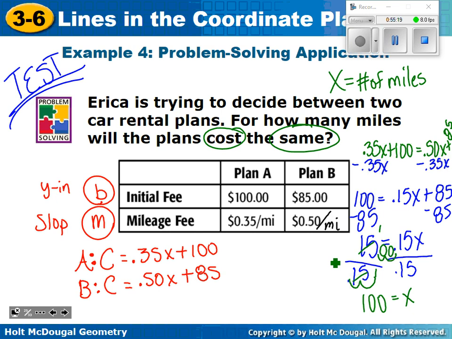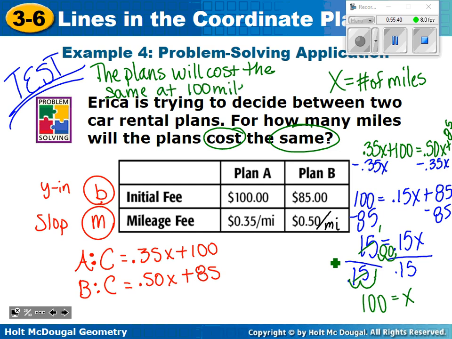This is a word problem. Let's write a sentence. So what are we saying? Okay, so the plans will cost the same at 100 miles.